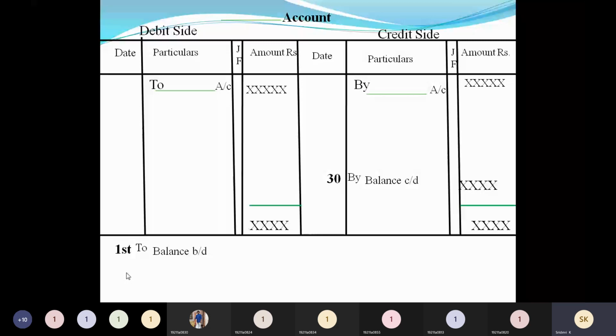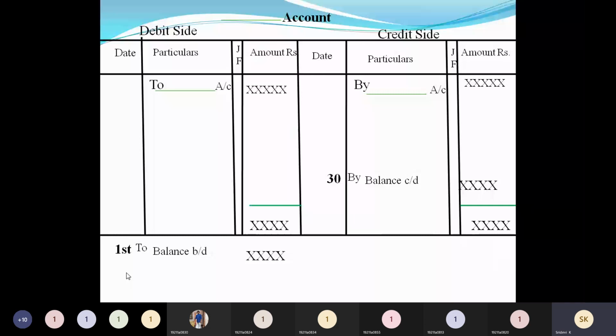That may be on debit side or credit side. Inside the account you are going to write it as carried down. So this is most important thing that you have to keep in mind. And the difference amount which you have shown here as balance carried down, that same amount you are going to show here as brought down.